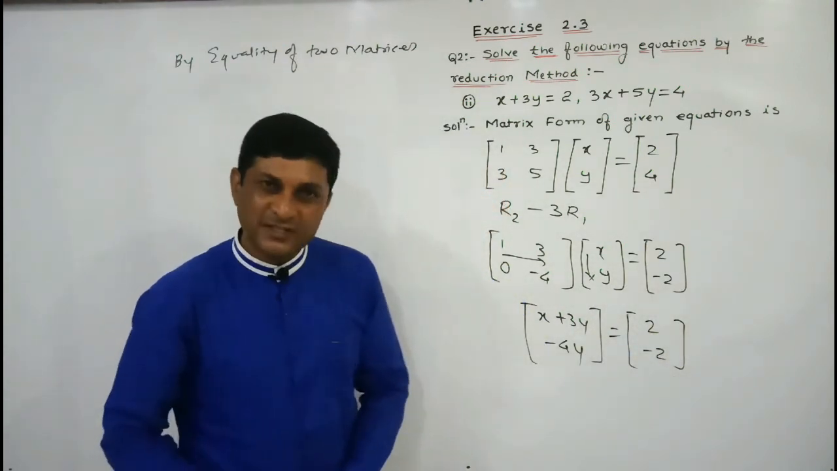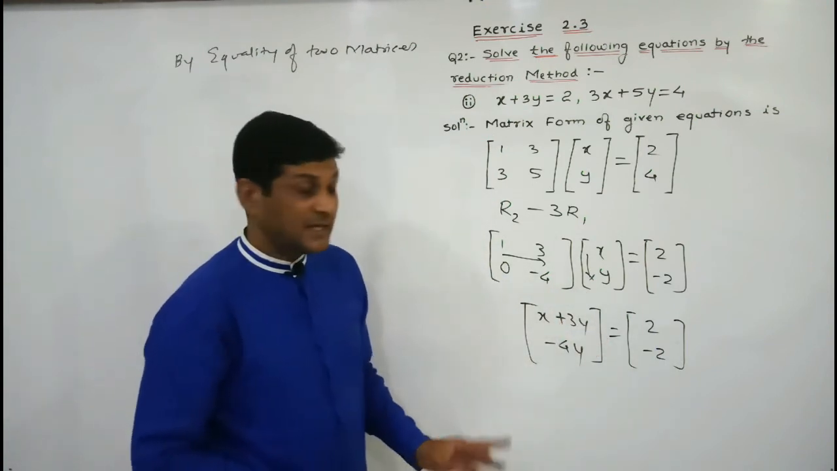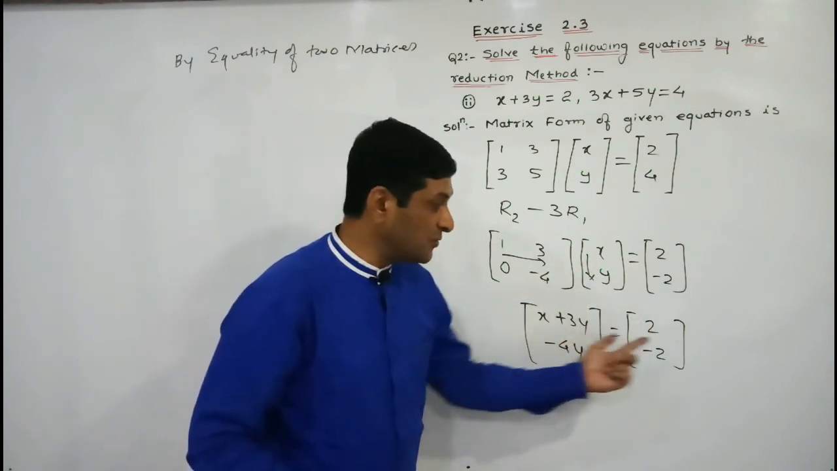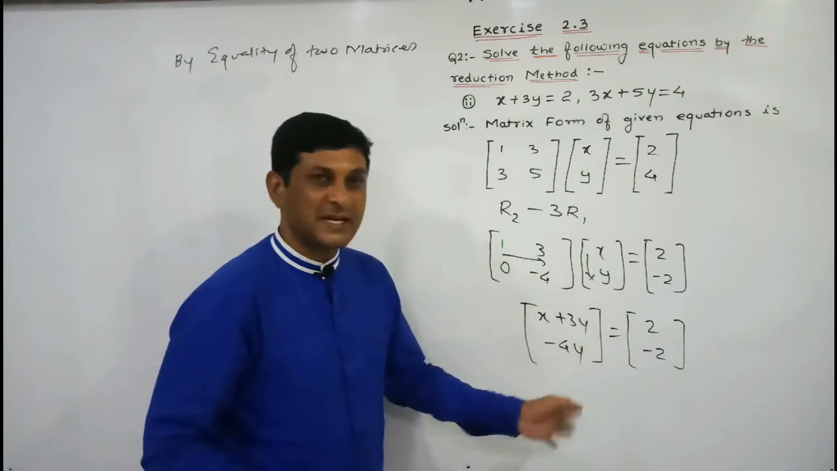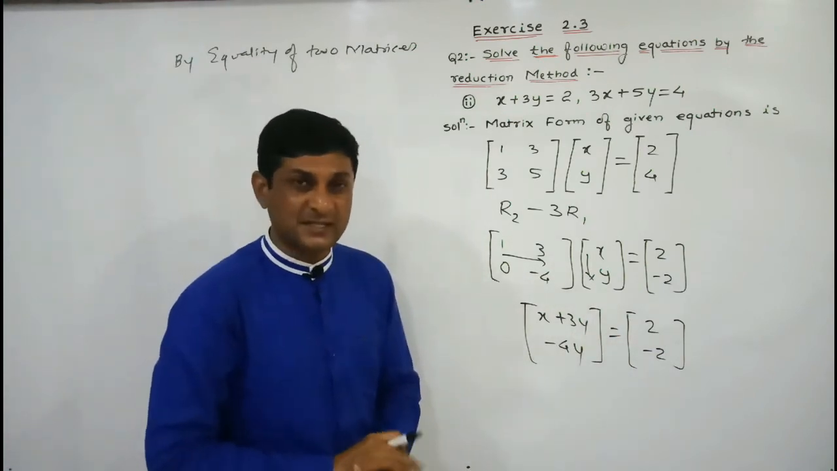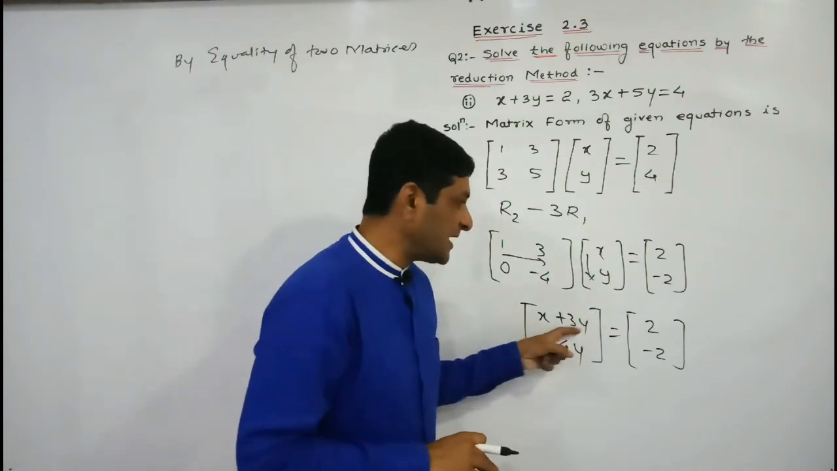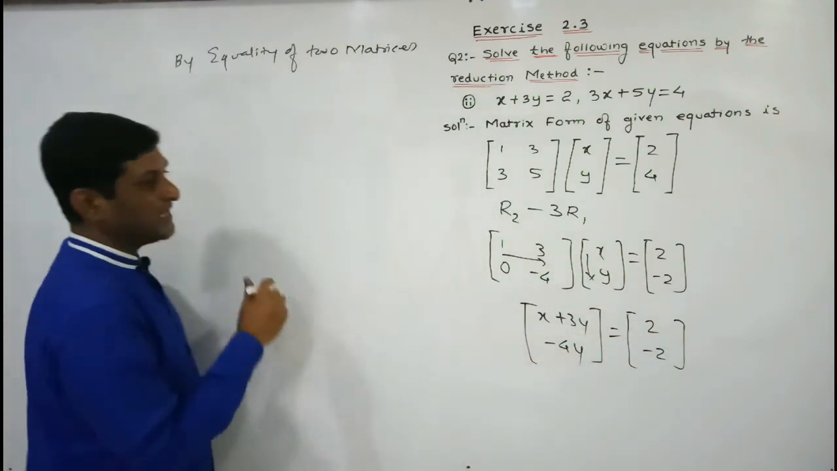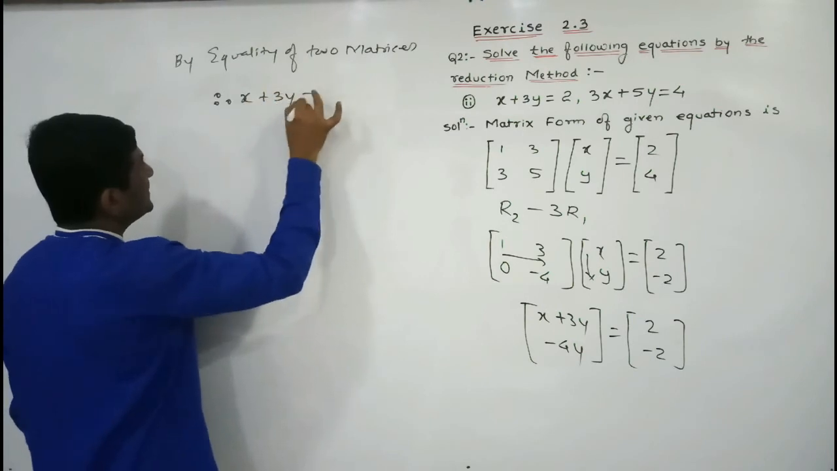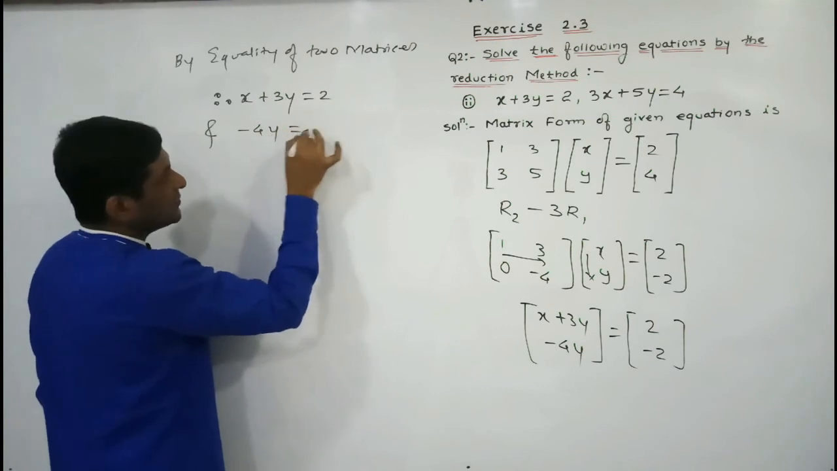Once we have taken the multiplication of these two matrices, we observe that the new matrix is equal to this matrix. Since these two matrices are equal, we can apply the definition of equality of two matrices. The definition says that corresponding elements are equal, meaning x plus 3y is equal to 2, and minus 4y is equal to minus 2.